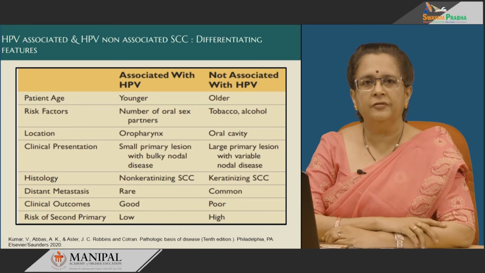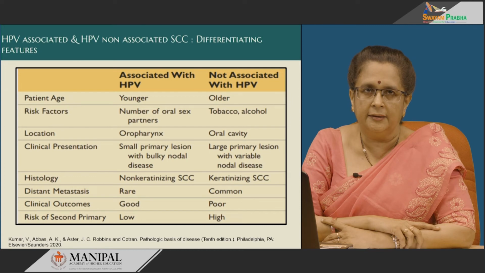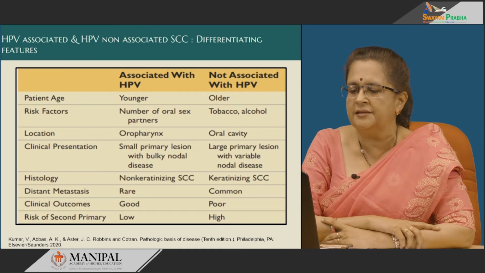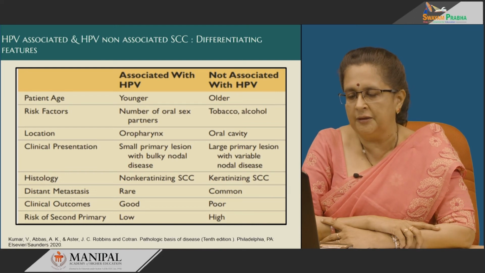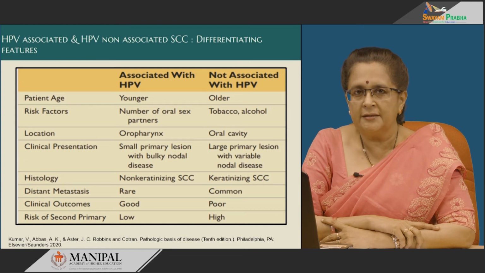Now, this is a beautiful representation. As we see, the HPV ones occur in younger individuals. Location is usually the oropharynx, risk factors are different. Clinical presentation, it is a small lesion involving the crypt epithelium. Histologically, there is no keratin. Distant metastases are uncommon and clinical outcome is very good.